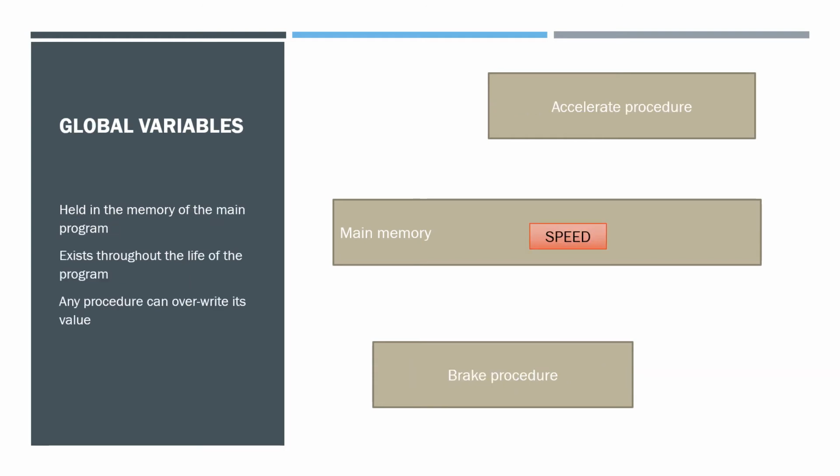An alternative to using local variables is to use global variables. In this case, the value of speed would be held in the main memory of the computer while the program is running, and both the accelerate and the brake procedure can read that value and overwrite it and make changes to it. And if you've looked at my separate lesson on the car software, you'll know that this can be very risky, and you can have interference between the different procedures overwriting the same variable.